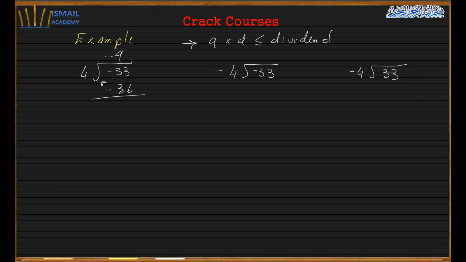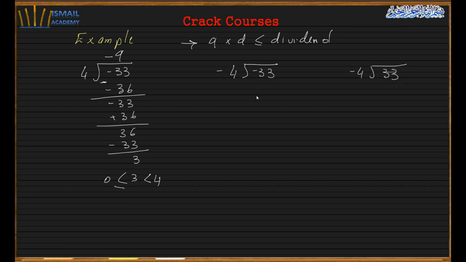Then what I do here, I subtract. Now when I subtract, I have minus minus, so this will become positive. So I will have minus 33 plus 36. This one is my minuend, this is the subtrahend. In fact this will be 36 minus 33, and the answer will be 3. And as you see here, this 3 is less than 4.